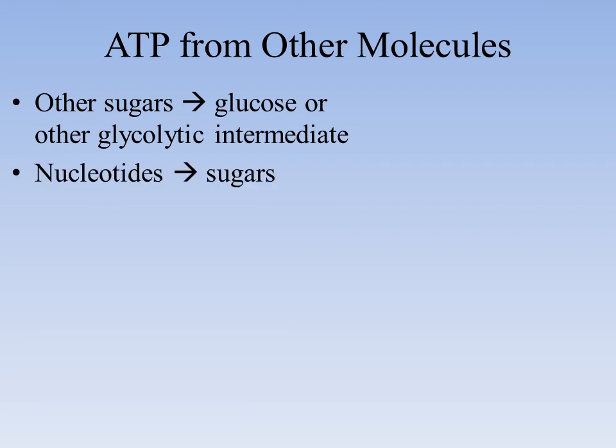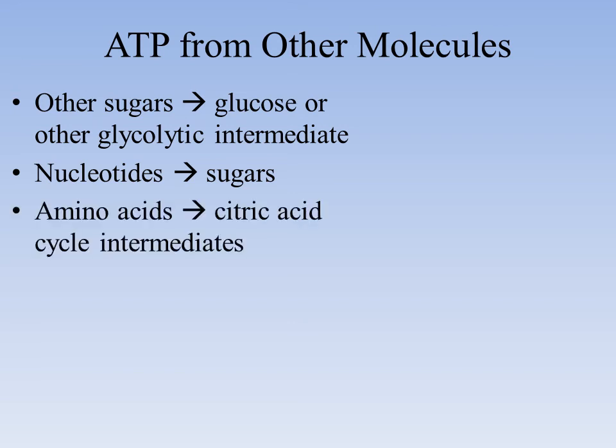Nucleotides also, remember, contain sugar, so nucleotides can be converted into their sugar. The sugar portion of the nucleotide can also be used to generate ATP. We don't often break down nucleotides, but it can be done. Amino acids can also be used.